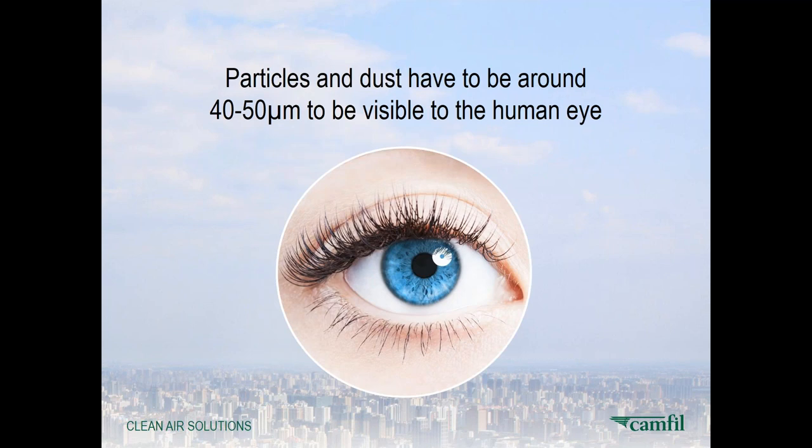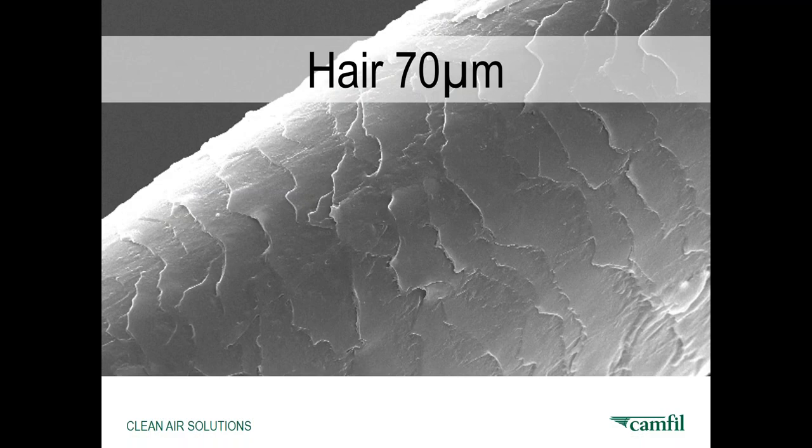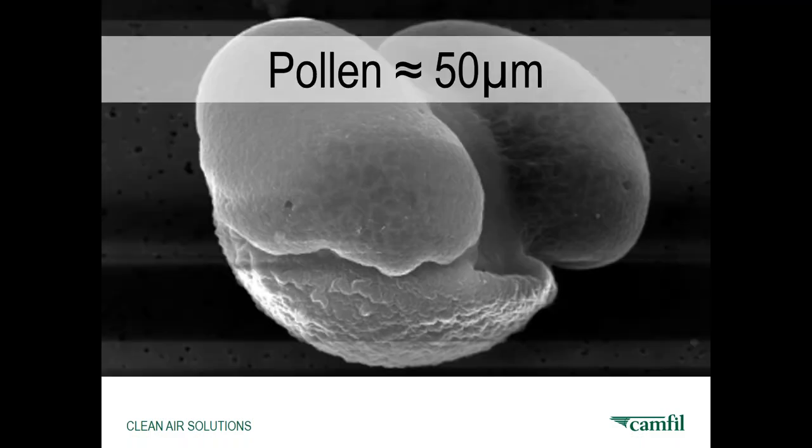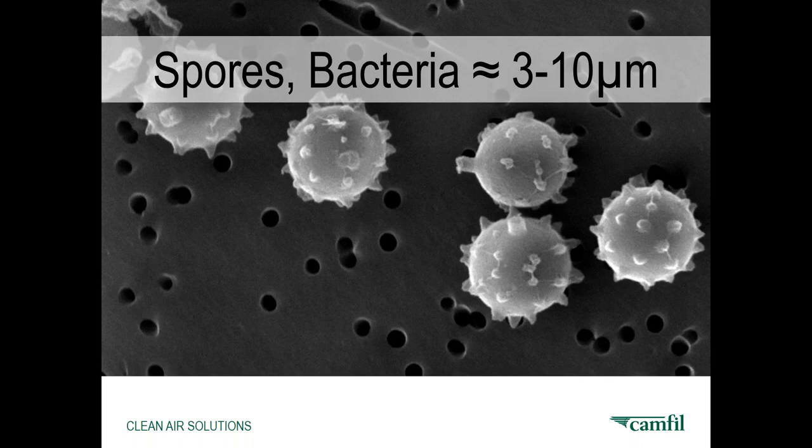Particles and dust have to be around 40 to 50 microns to be visible to the human eye. Hair is around 70 micron. Pollen is around 50 micron. Spores and bacteria, 3 to 10 micron.